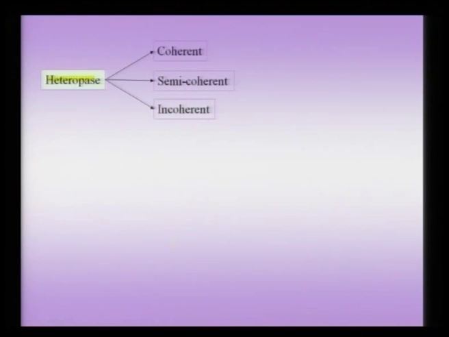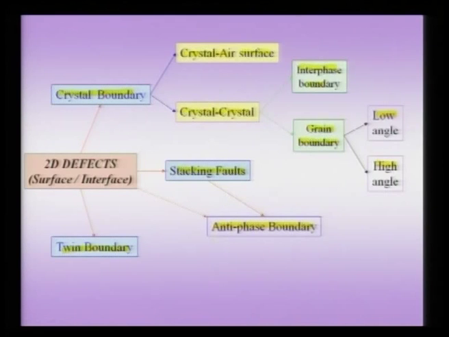When you are talking about heterophase boundaries, you could have three kinds of terminologies coming in: a coherent heterophase interface, an incoherent heterophase interface, or something in between, which is a semi-coherent heterophase interface. So, we will take up examples of these and we will try to understand the structure and in some cases also the stress state of some of these boundaries.